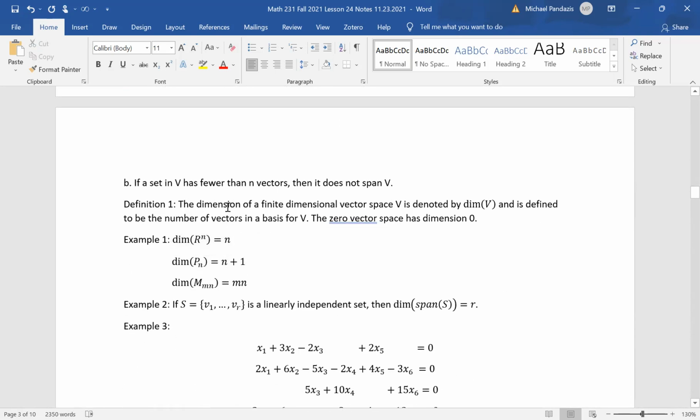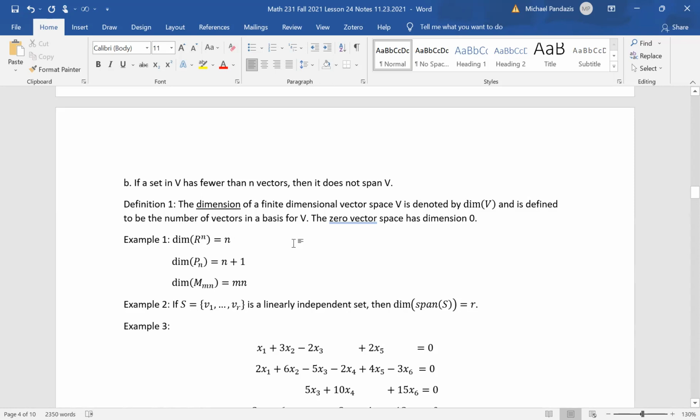Definition 1. The dimension of a finite dimensional vector space V is denoted by dim V and is defined to be the number of vectors in a basis for V. So when you have a fixed vector space, you can have different bases for it, but all of those bases always have the same number of vectors. For a finite dimensional vector space, that number that's the same for all of those bases is the dimension of that vector space. The zero vector space has dimension 0 by definition.